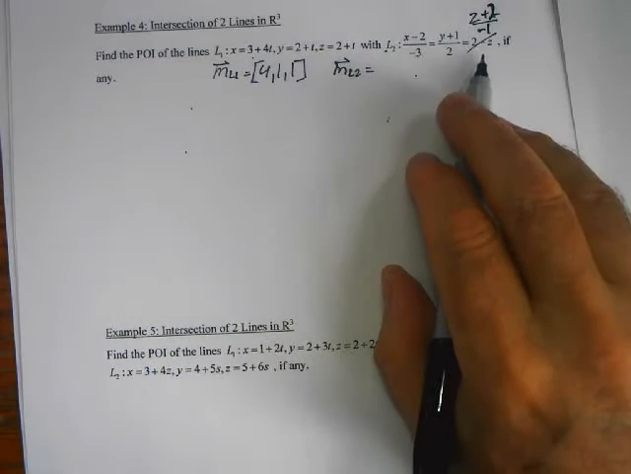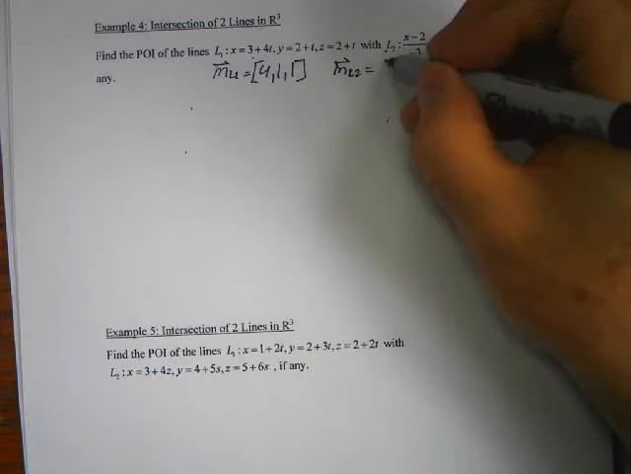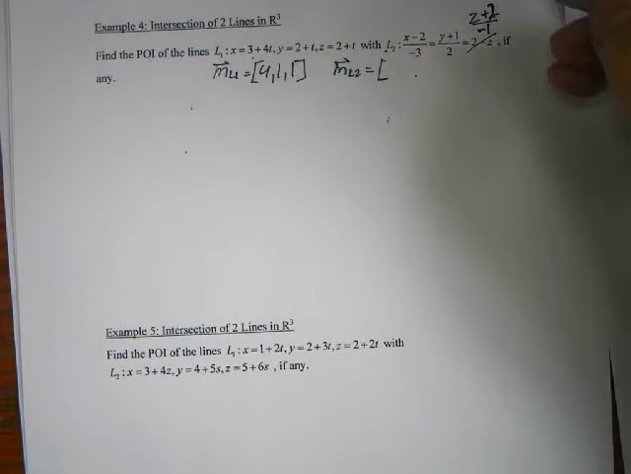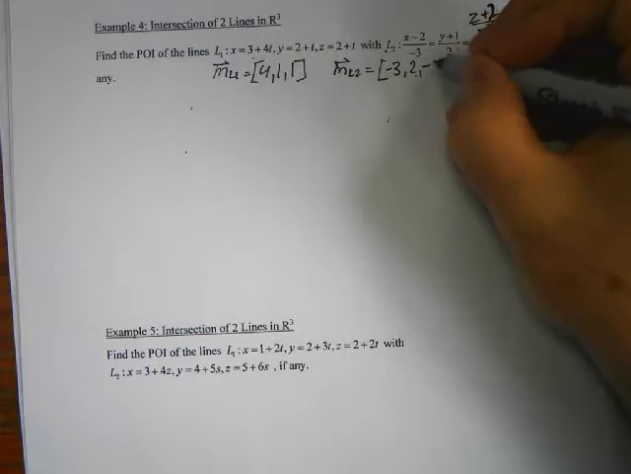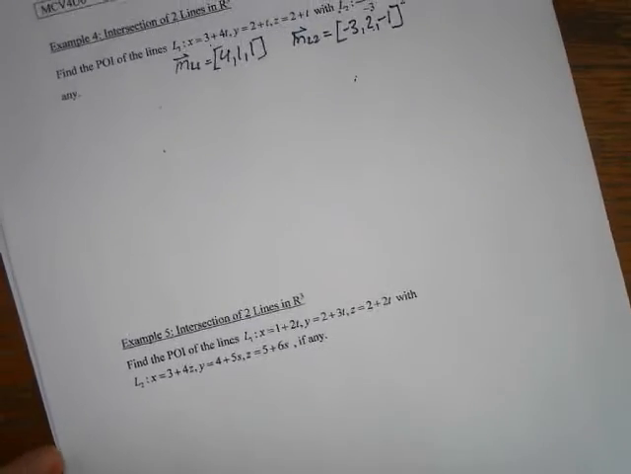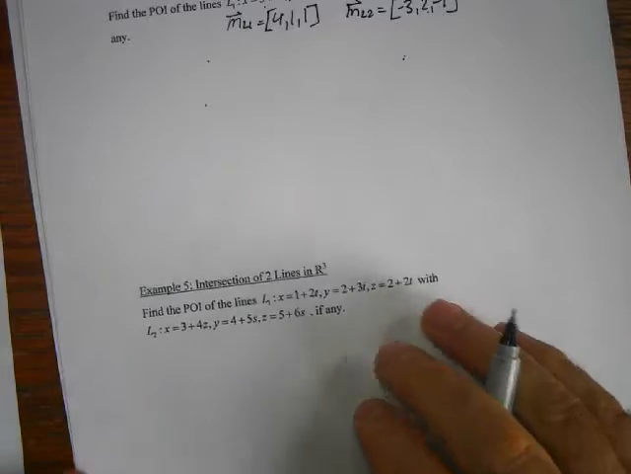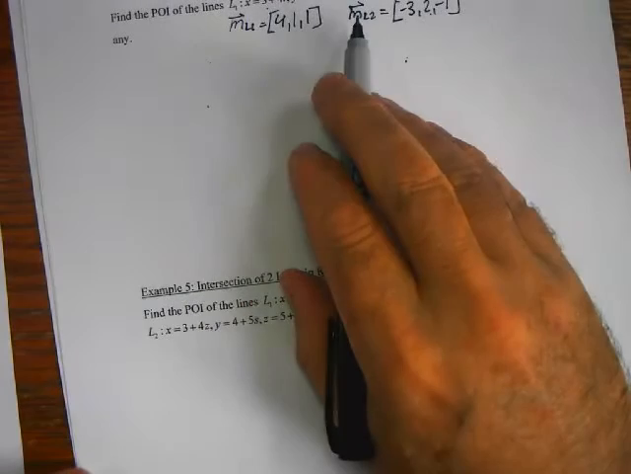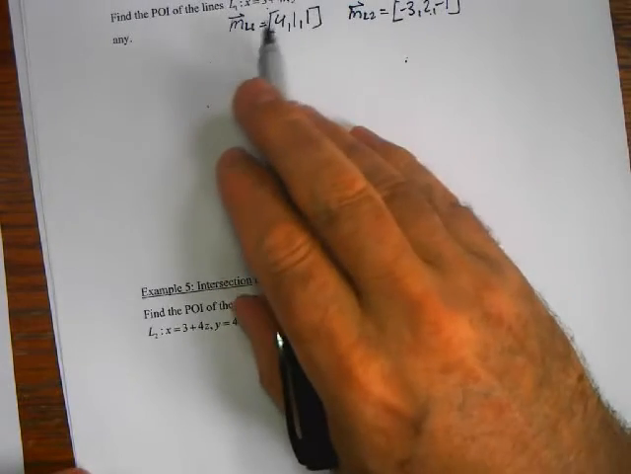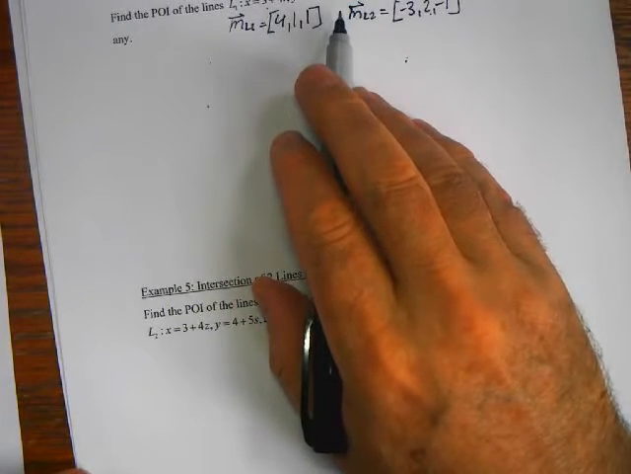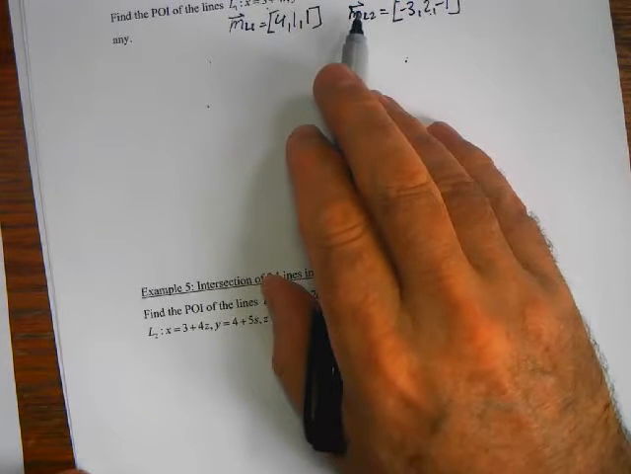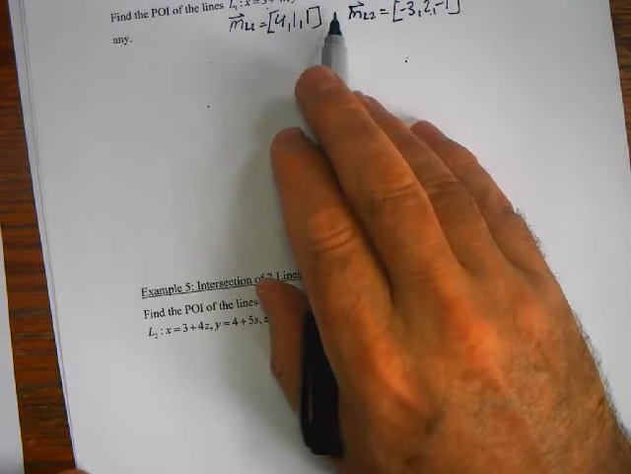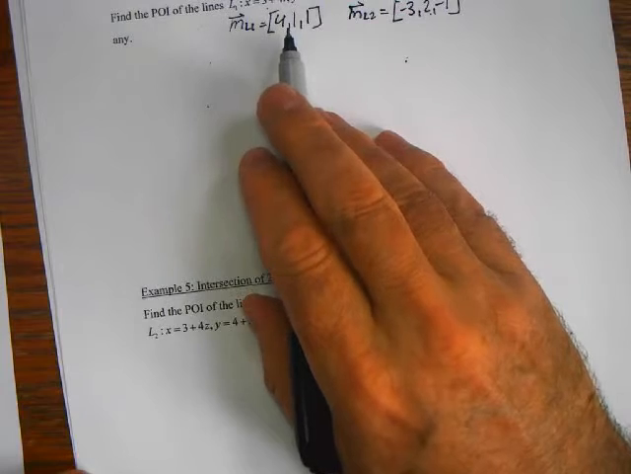So in this case, the direction vector is negative 3, 2, negative 1. Now, this time it's a little bit different because we have 2 direction vectors. So this time we're not going to take the dot product, because if I took the dot product and it was 0, that would mean they're perpendicular. So the way I have to test if they're parallel is to see if one is a scalar multiple of the other.